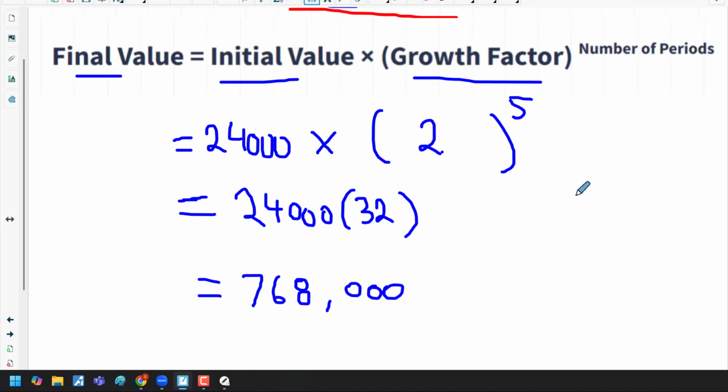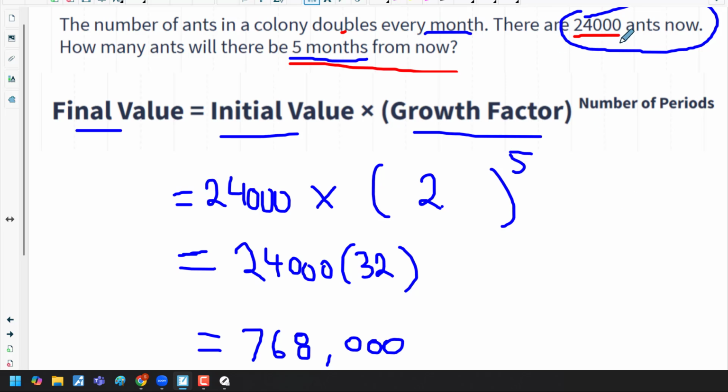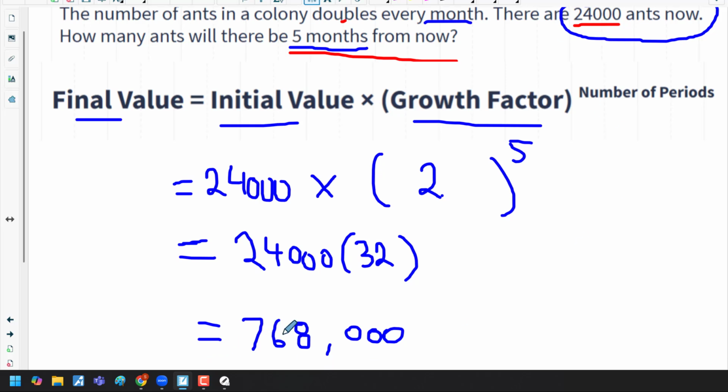That's the answer. So that means right now there's 24,000 ants, and in 5 months there's going to be 768,000 ants. So this is considered a growth equation. It's growing. The population of ants is growing. Pretty straightforward, I think.